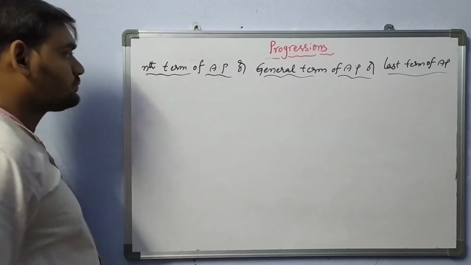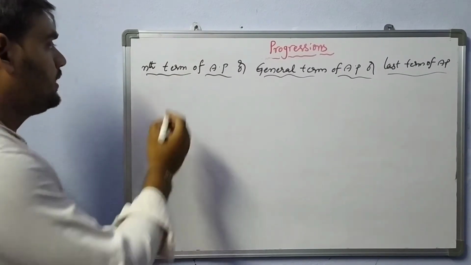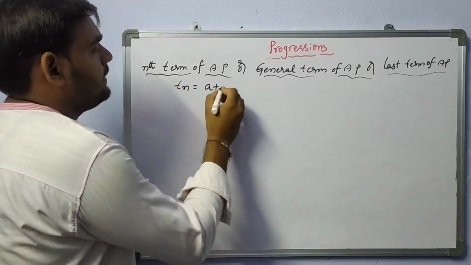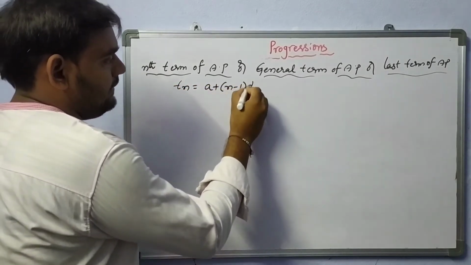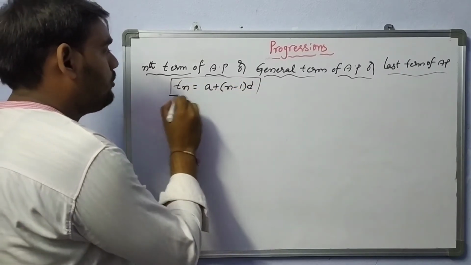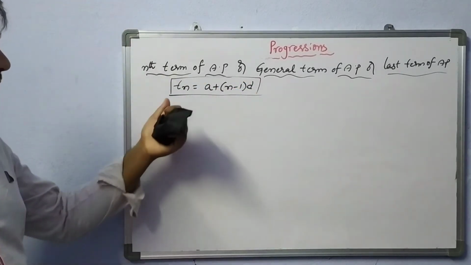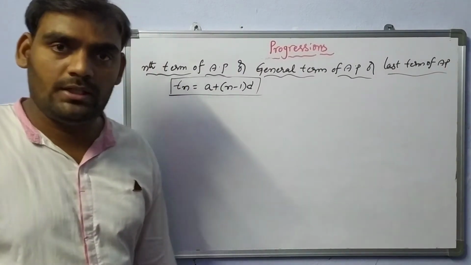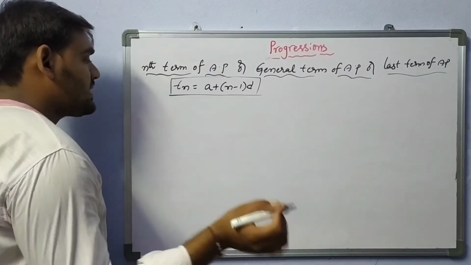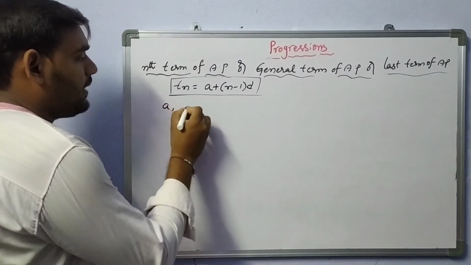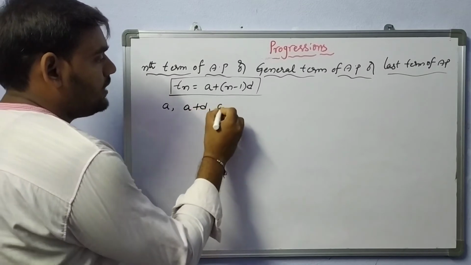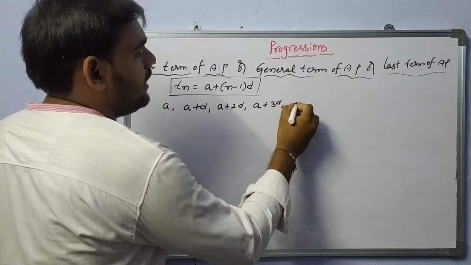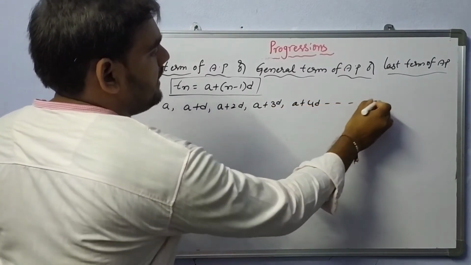Now coming to the nth term of AP, we can write Tn is equal to A plus n minus 1 into D. Now I am going to explain how we can get the nth term or last term or general term Tn is equal to A plus n minus 1 into D. See here, we all know that the standard form of AP is A comma A plus D comma A plus 2D comma A plus 3D comma A plus 4D and so on. Am I correct or not?